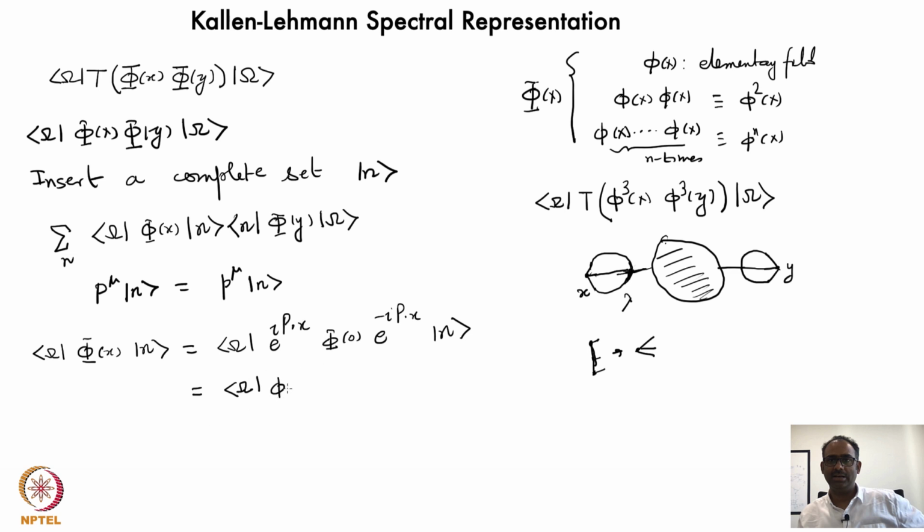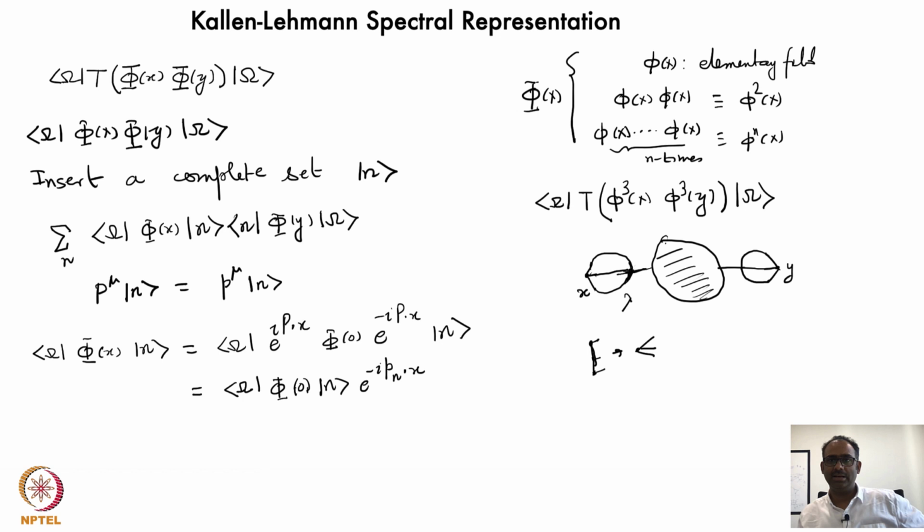Then you have phi of 0. Ket n is an eigenstate of the operator P, so it gives you e to the minus i P_n dot x. This subscript n tells that P_n is the momentum of ket n. And because that's a complex number, I have just pulled it out. It doesn't have to be sitting in here. It's not an operator anymore. So that's what I get.